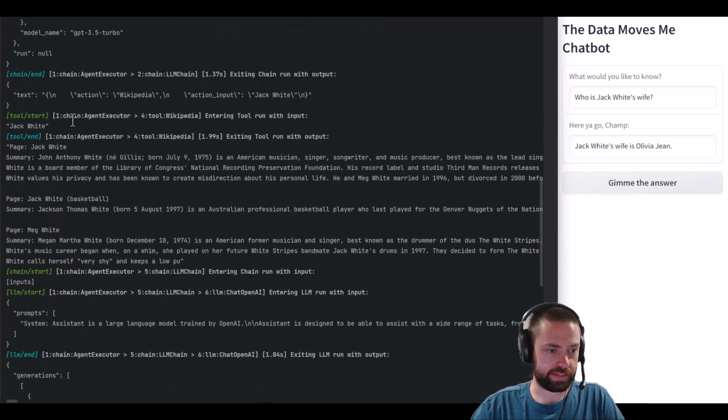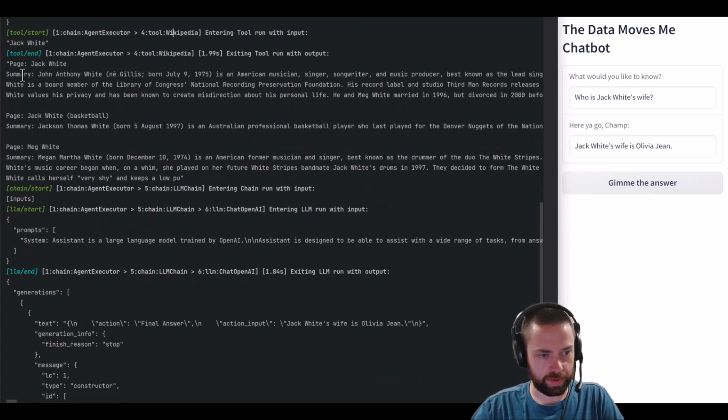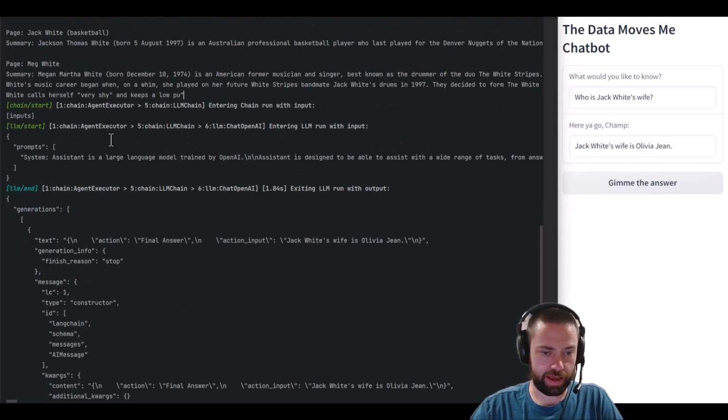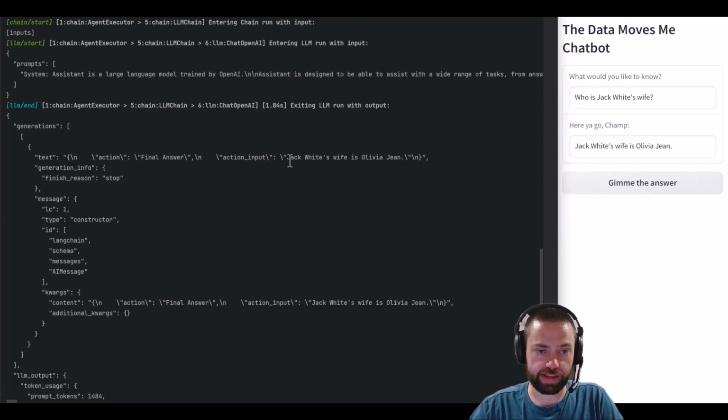So as the next step, the agent invokes the Wikipedia tool with Jack White, gets back this text response from the Wikipedia page, and as a final step, returns to an LLM to say, can we answer the question now given the additional context of the Wikipedia response? And as you can see here, instead of suggesting another tool, we say we have the final answer, which is that Jack White's wife is Olivia Jean. Very cool. Let's ask another question.